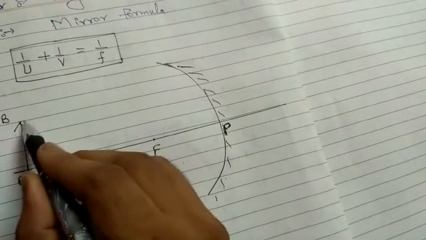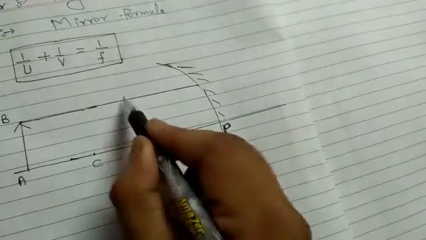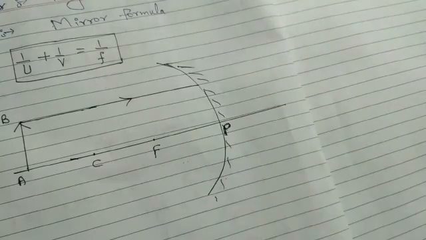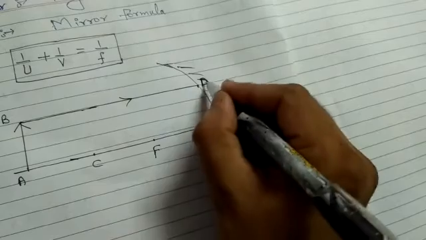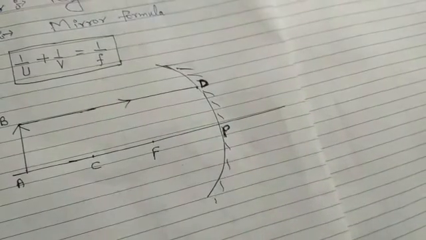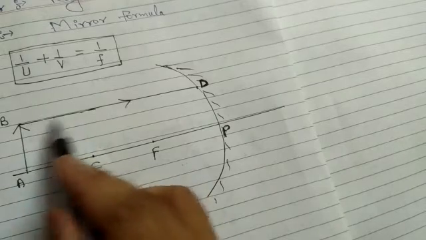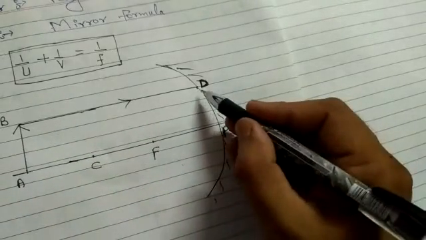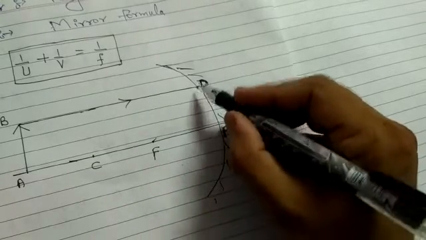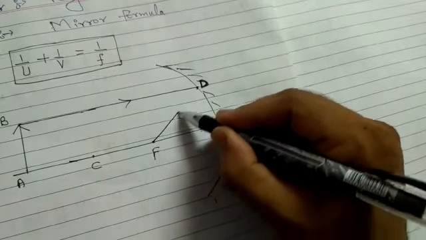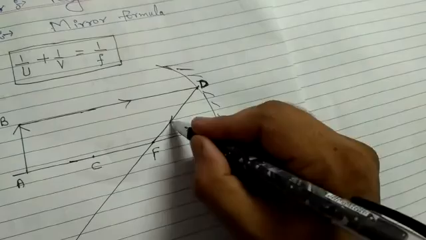Now a ray coming from the object, parallel to the principal axis, this incident ray PD, strikes the aperture of this concave mirror and always passes through the principal focus. So remember the rule: any ray which is parallel to the principal axis, after reflection always passes through the principal focus.